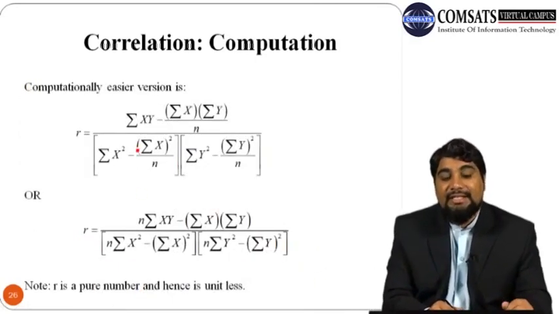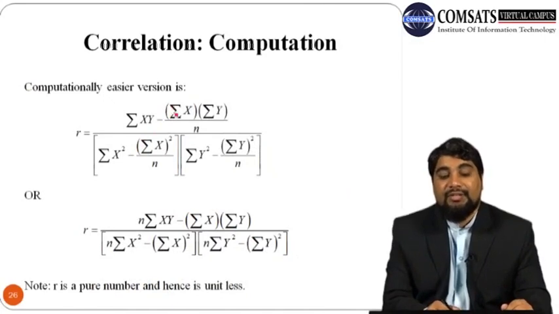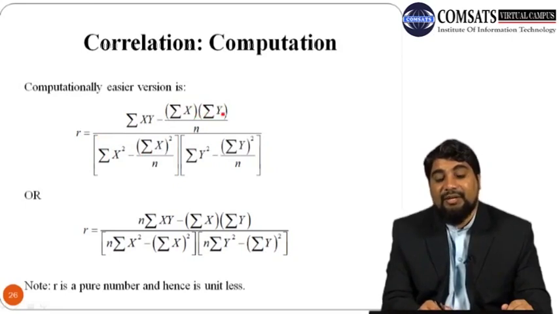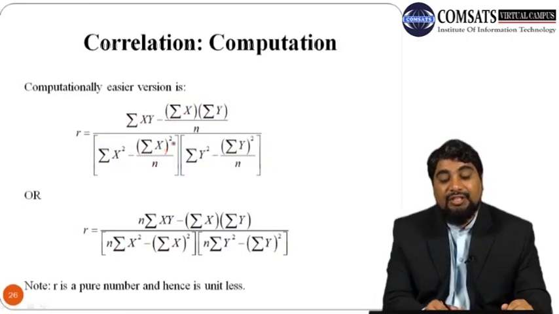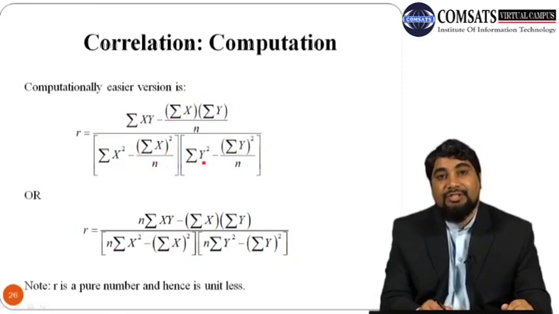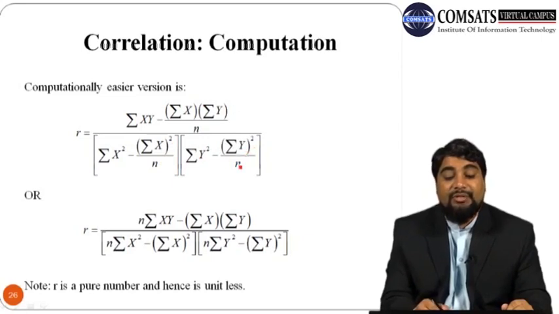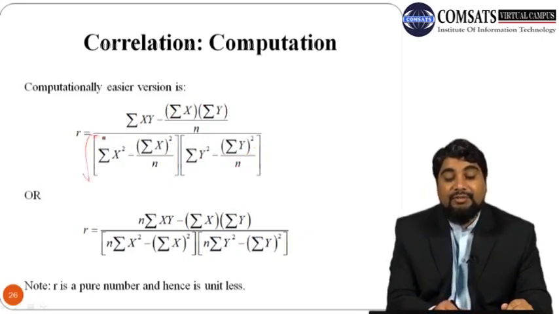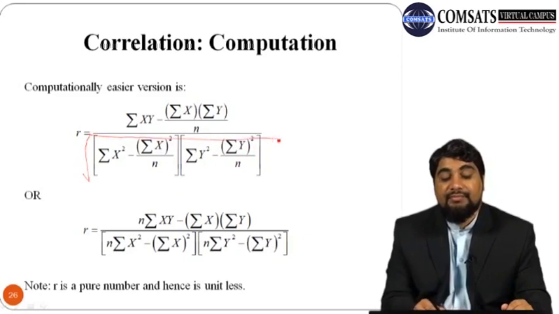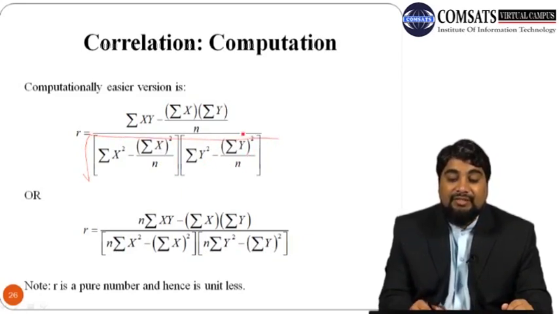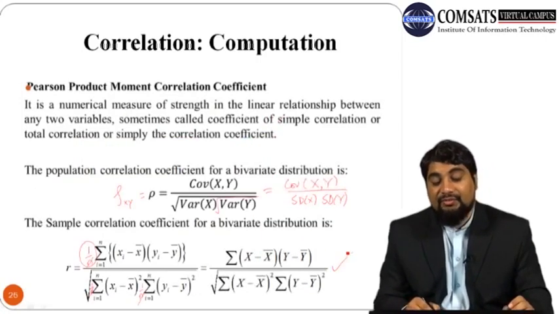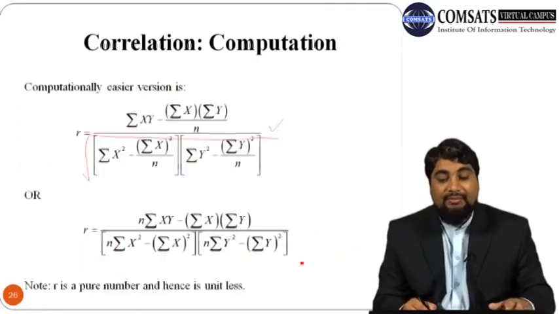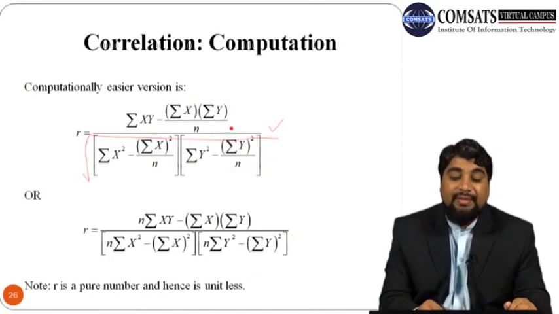So the computationally easier version for finding the correlation is r equals [summation xy minus summation x summation y, the whole over n] divided by the square root of [summation x square minus (summation x) whole square over n] into [summation y square minus (summation y) whole square over n]. Remember that this formula is obtained by simplifying the last formula. So if we multiply and simplify it, we get this version of the formula.